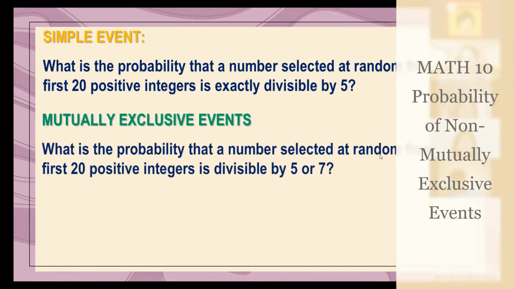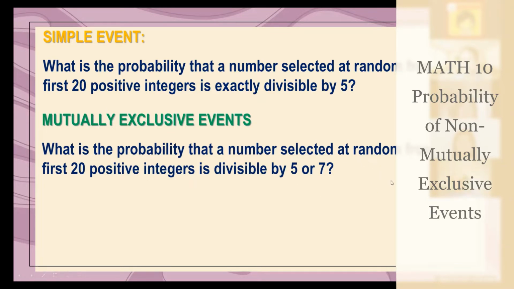Next, mutually exclusive. I'm using the same statement just to show you the differences. May nadadagdag lang. So the same statement, you have to select a number from 20 positive integers, but this time it is divisible by 5 or 7. So two events na. Unlike the first one, one event lang, which is divisible by 5. But this time, divisible by 5 or 7. If you list all the numbers divisible by 5, you cannot have common numbers na divisible also by 7, di ba?